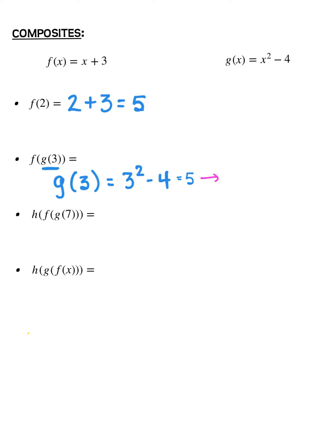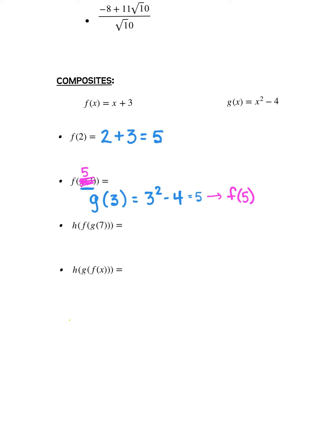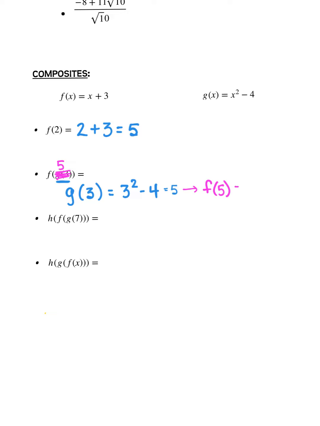And then I'm going to take that answer and put it into, so let's go back to our original problem. Really what I'm saying now is that g of 3 is equal to 5. So now my question is asking me to find f of 5. And f of 5 would be, if I look at the functions up above, 5 plus 3, which equals 8. So just to clarify, my final answer here would be the 8.